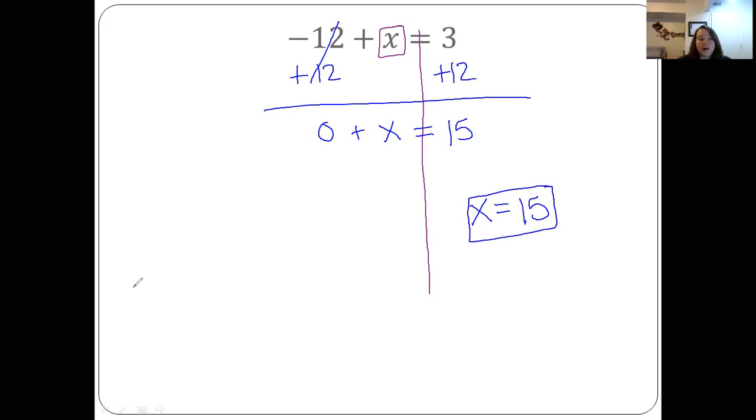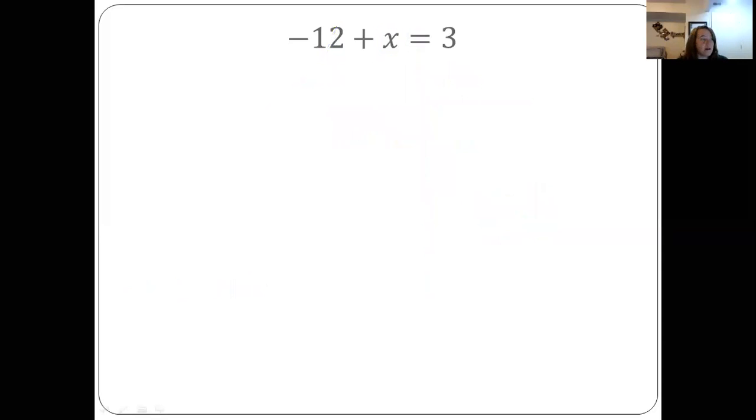So let's check that real fast. Negative 12 plus a positive 15 is supposed to equal 3. Well, if I think negative 12 plus 15 is the same thing as 15 minus 12, it is going to be 3. A-okay to go. All right, remember, if you need to pause and take notes, please do so. You can rewind, do whatever you need to do for the video. So we're going to take a look at another one. Almost done, I promise.